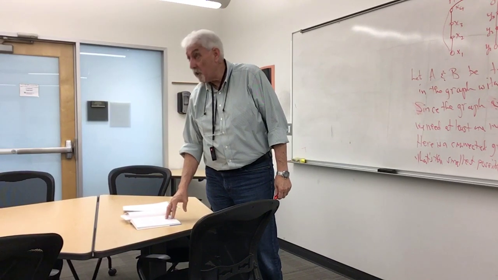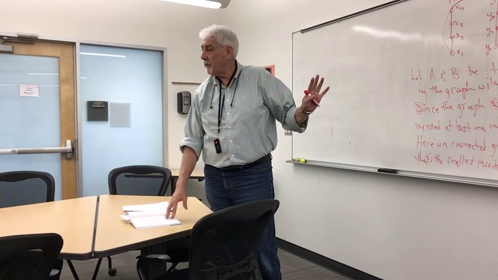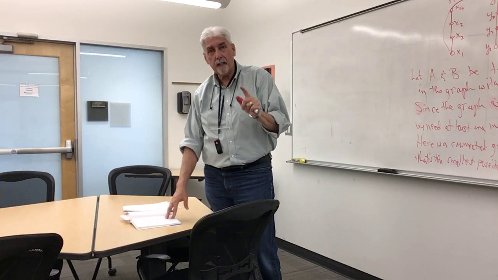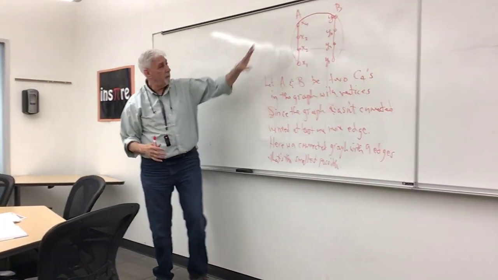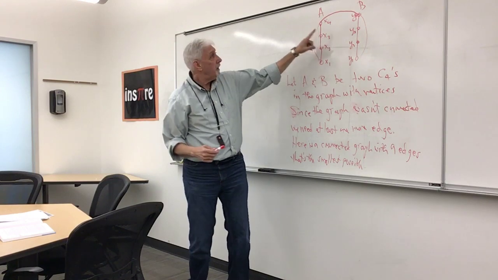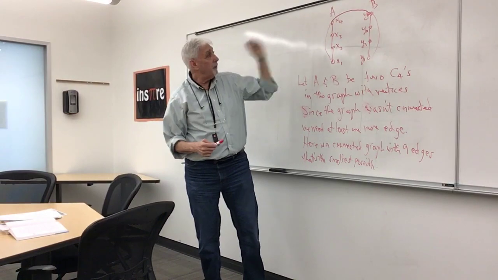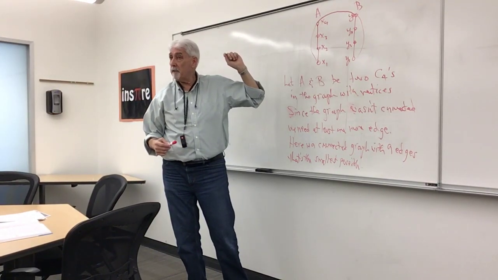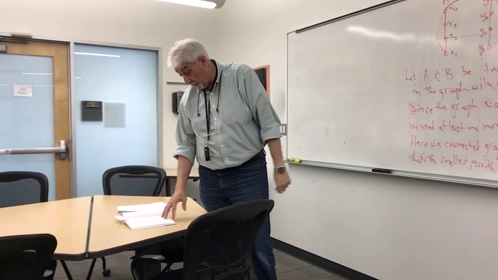Assume that G contains no cut vertex. Let's look at it now. Does it contain a cut vertex? Yes. What is a cut vertex? So how many cut vertices does this graph have now? 2, x4 and y4. If I remove either of those vertices, the resulting graph is disconnected. So there are 2 cut vertices.